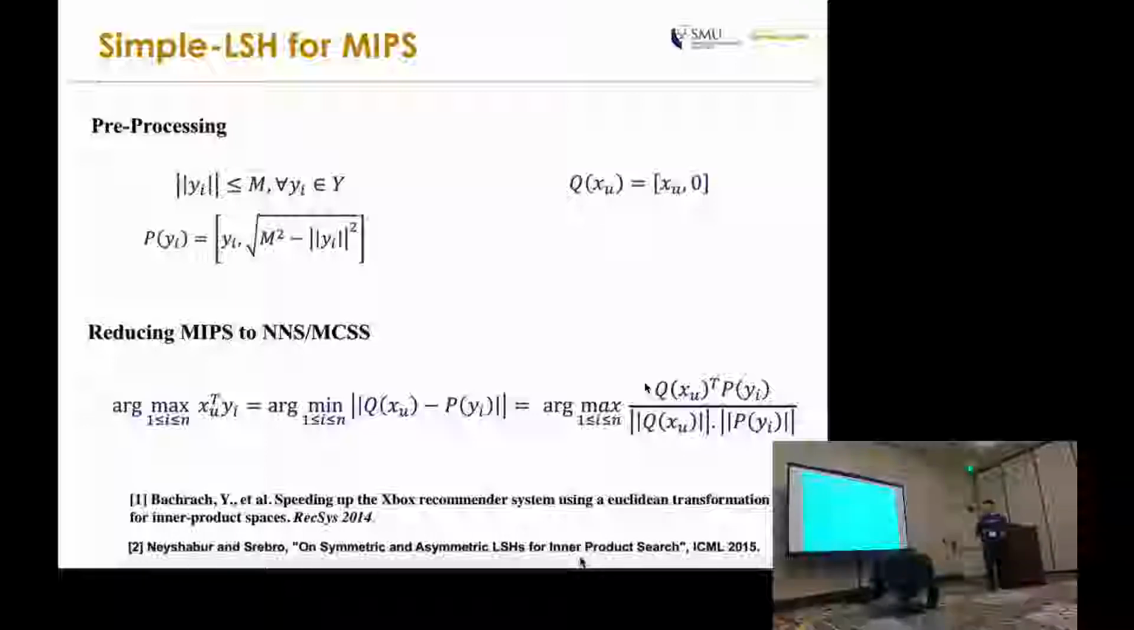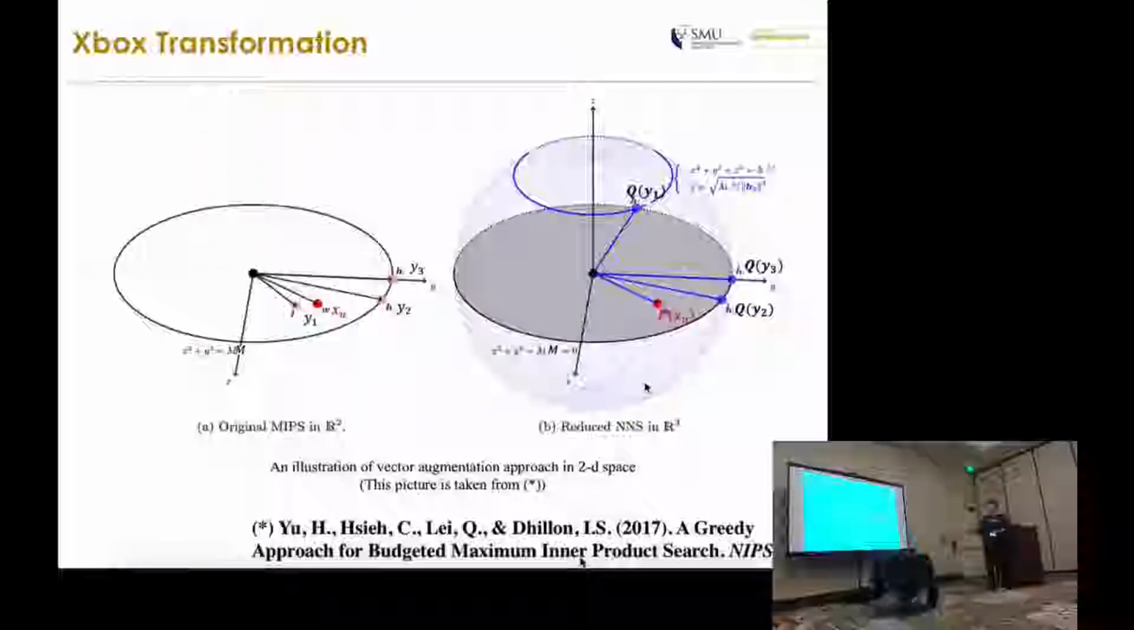Okay, if not, then this is basically a simple illustration of how you can transform the vectors so that you convert maximum inner product search into nearest neighbor search. So this is the original vectors, and this is the transformed vectors. After the transformation, all the item vectors become points on the unit sphere. And with this transformation, maximum cosine similarity becomes nearest neighbor search and maximum cosine similarity search.